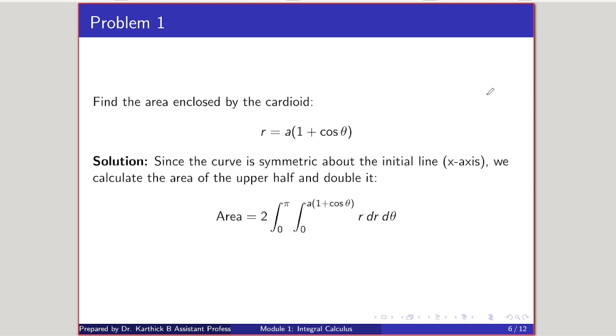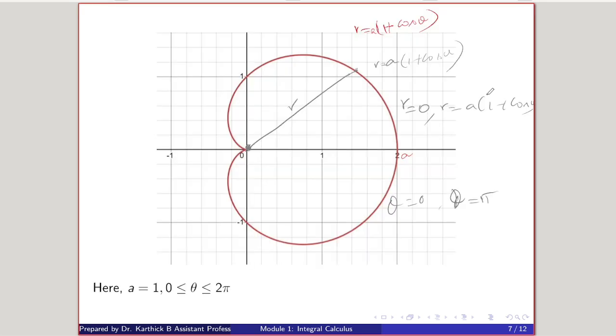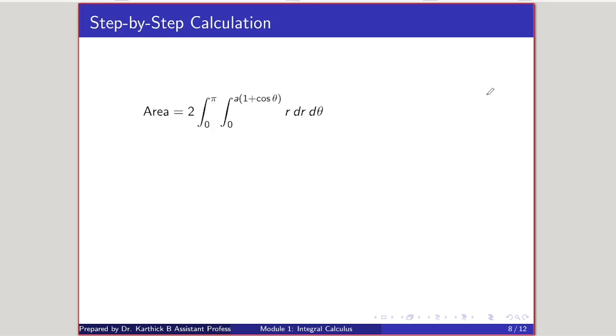As I told you, theta will take the limit 0 to pi and r will take the value 0 to a into 1 plus cos theta. Now we have to evaluate this part. We will evaluate the inner integral dr d theta first. So it will be r square by 2. Then we have to substitute the limits, 0 to a into 1 plus cos theta.